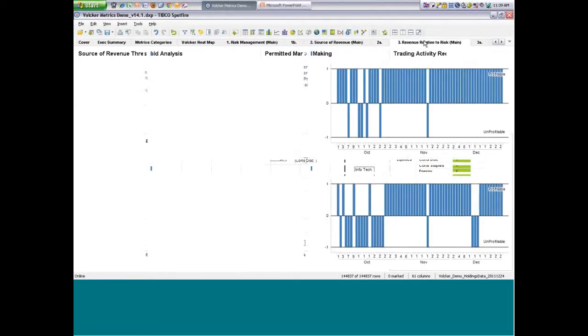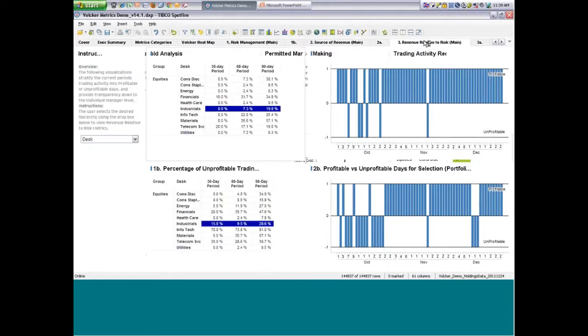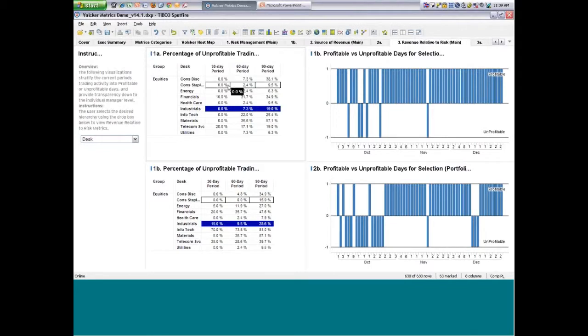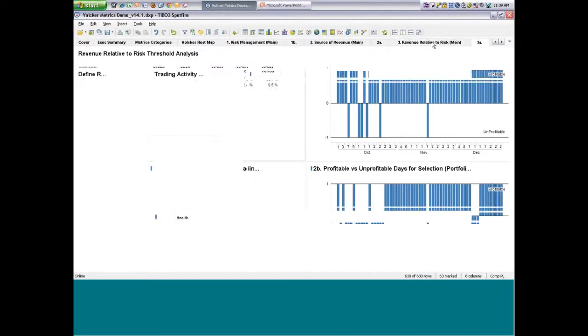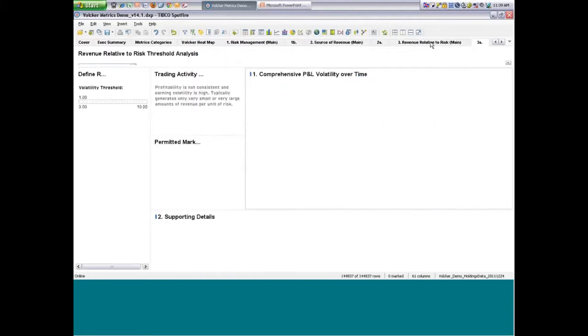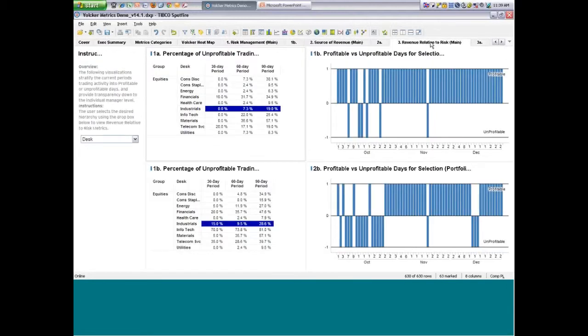So I think the final area that we want to talk about, in terms of how we're thinking about this drill down, is really revenue relative to risk. One of the areas that we started to think about, in thinking about revenue relative to risk, is how are firms trending and how are traders trending in terms of how they're making their money?